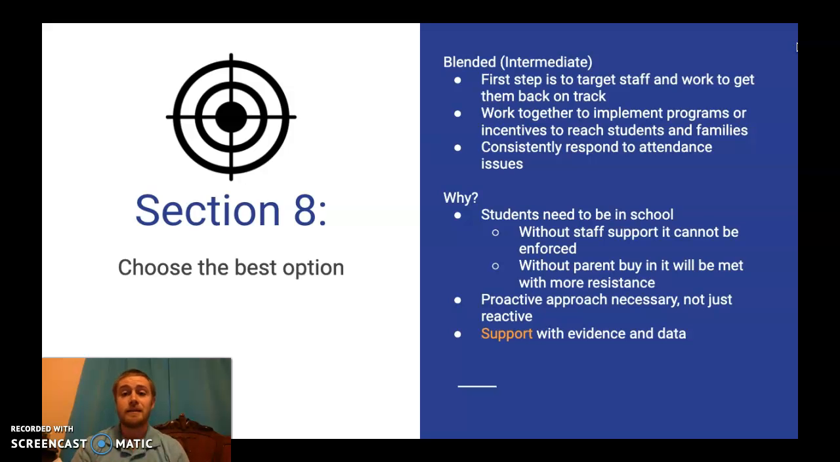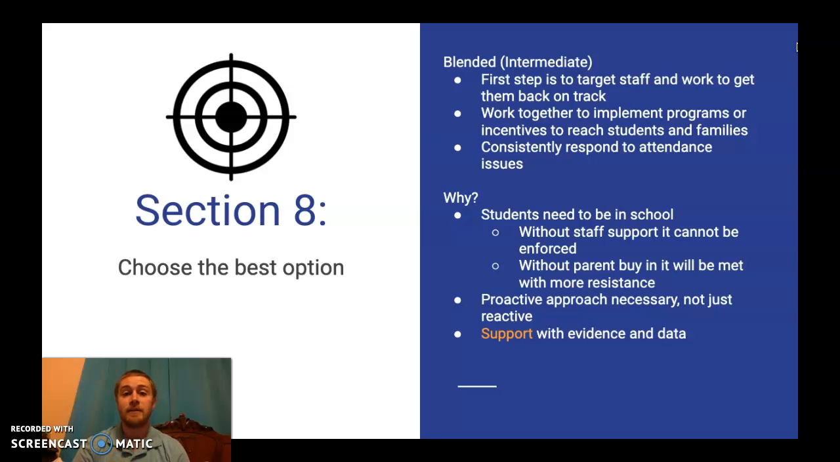I want to work together to implement programs or incentives to reach students and families. So I want to form a team that's going to reach out once I have my staff on board. That'll reach the greater community, especially students and families, in order to get them on the same page. And I want to make sure we consistently respond to attendance issues. And that could mean instituting a policy that does not allow them to participate in extracurriculars if they have trouble with attendance.